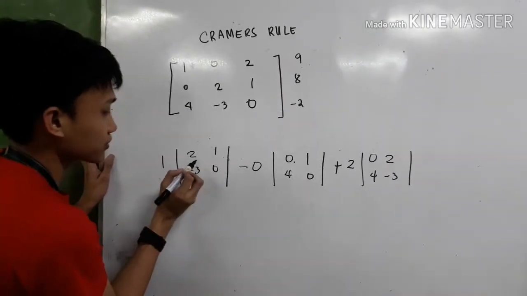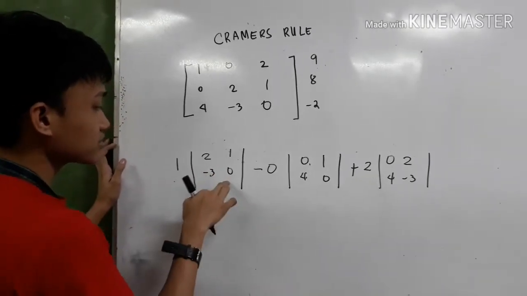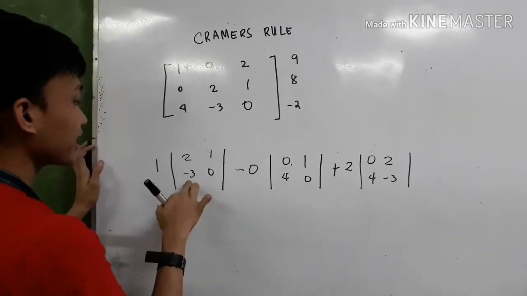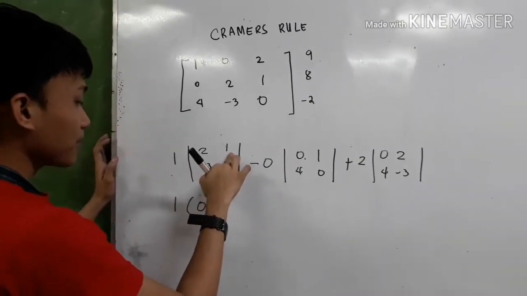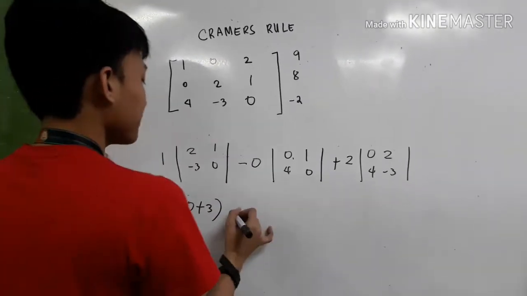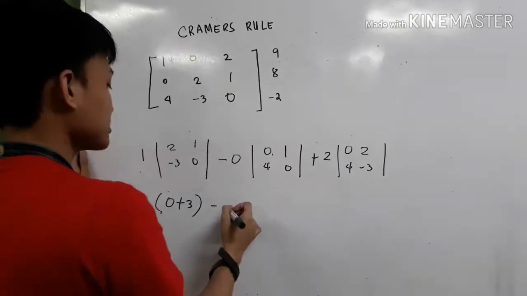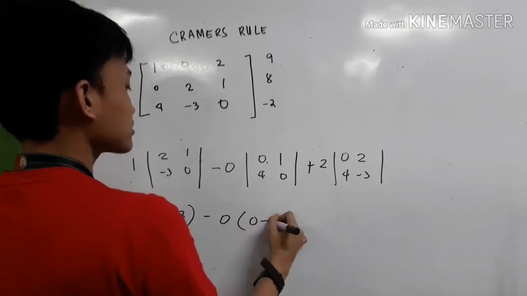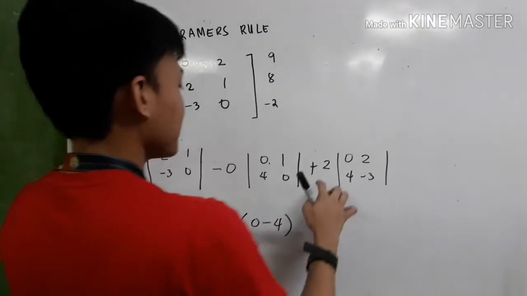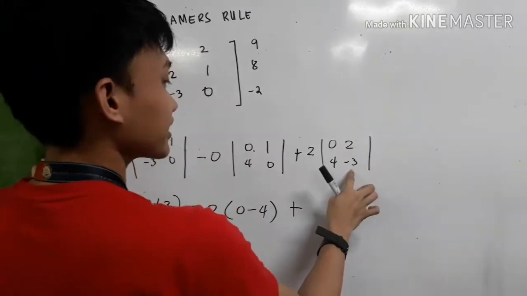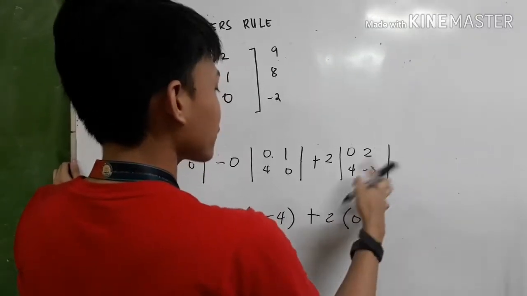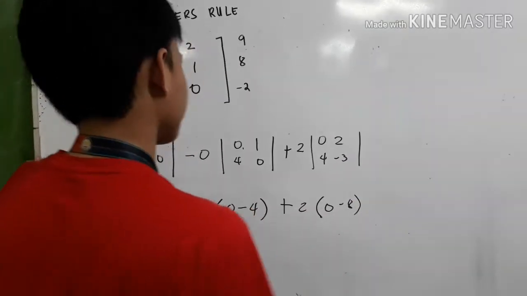Let's multiply these two numbers. So 2 times 0 is equal to 0, minus negative 3 times 1 is equal to positive 3, since we have a minus sign here, so positive 3, minus 0 times 0 is 0, minus 4 times 1 is equal to negative 4, plus 0 times negative 3 is 0, minus 4 times 2 is equal to negative 8.